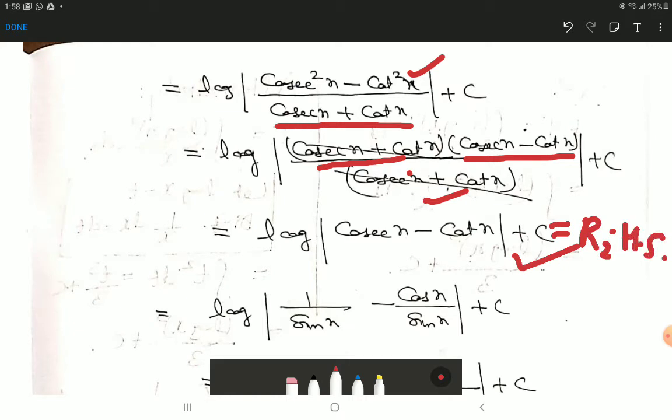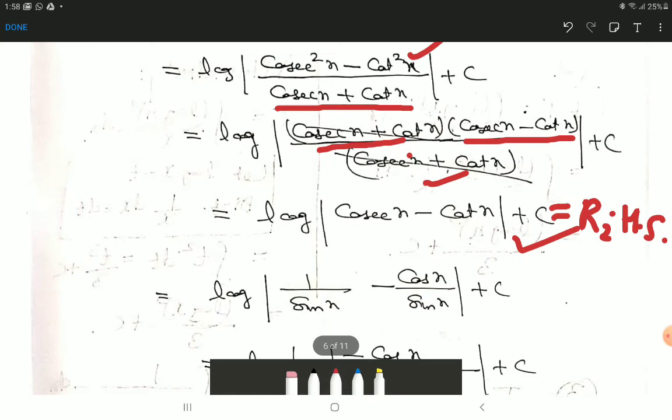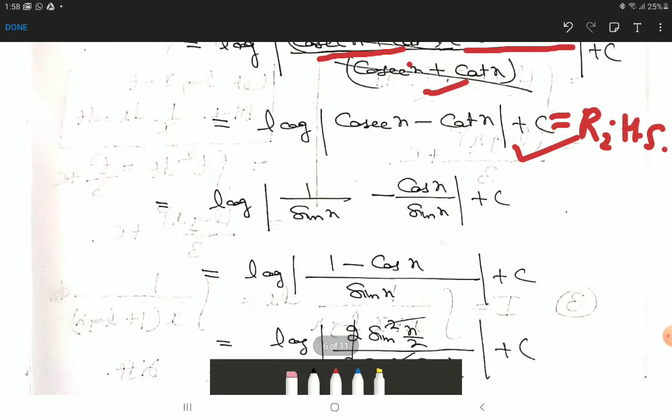One more formula is awaited. Let's prove that also. Value of cosec x is 1 by sin x, and that of cot x is cos x by sin x. Now take sin x as LCM. So the numerator becomes 1 minus cos x.